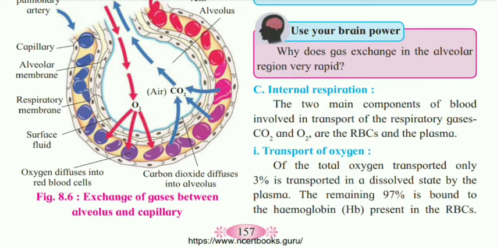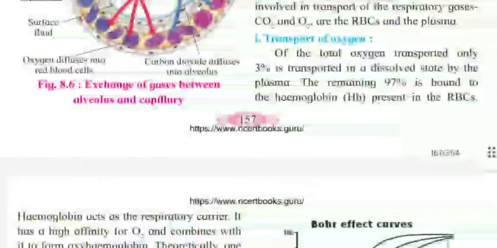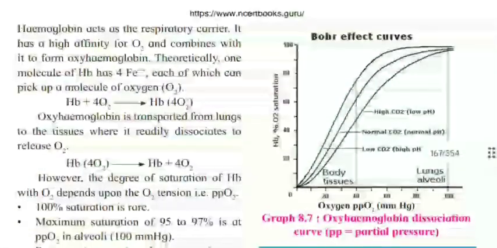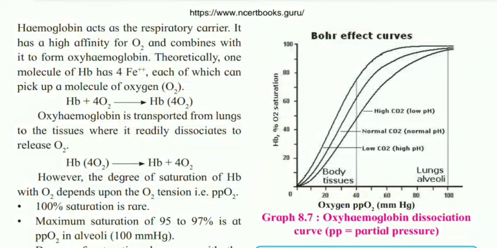Number 1, transport of oxygen. Of the total oxygen transported, only 3% is transported in a dissolved state by the plasma. The remaining 97% is bound to the hemoglobin present in the RBCs. Hemoglobin acts as the respiratory carrier. It has a high affinity for O2 and combines with it to form oxyhemoglobin.